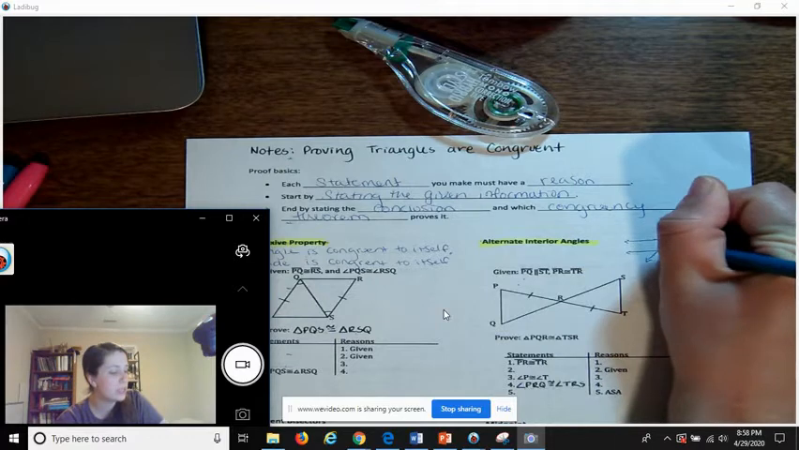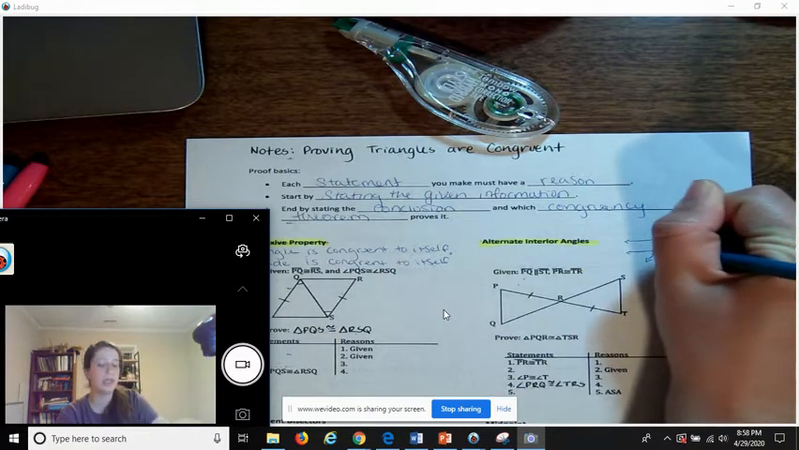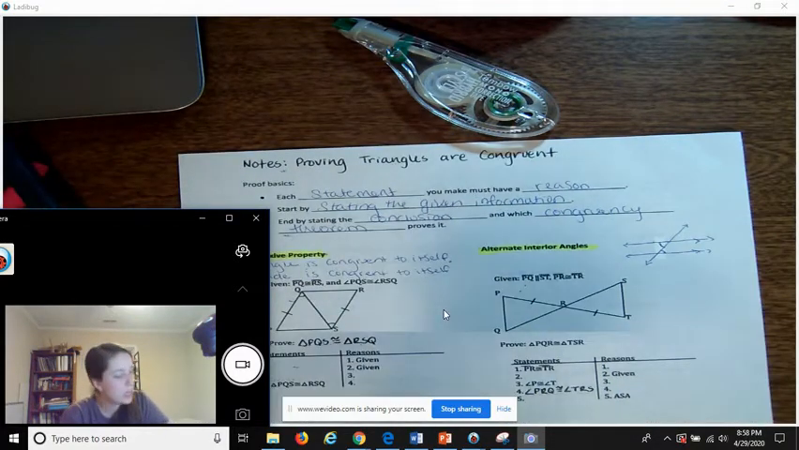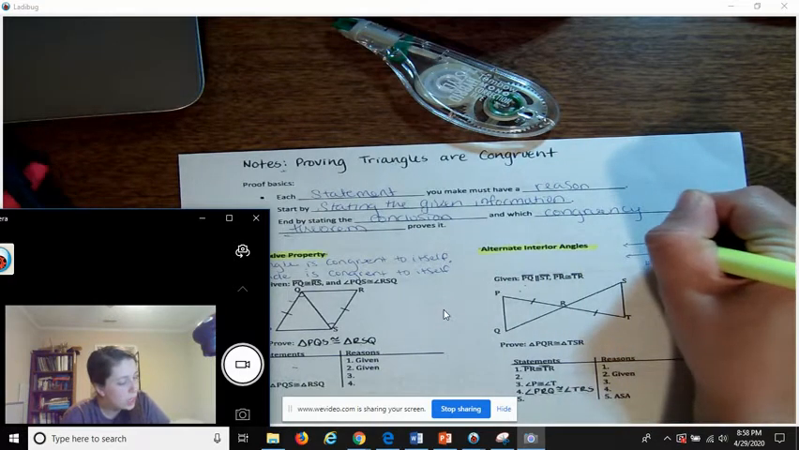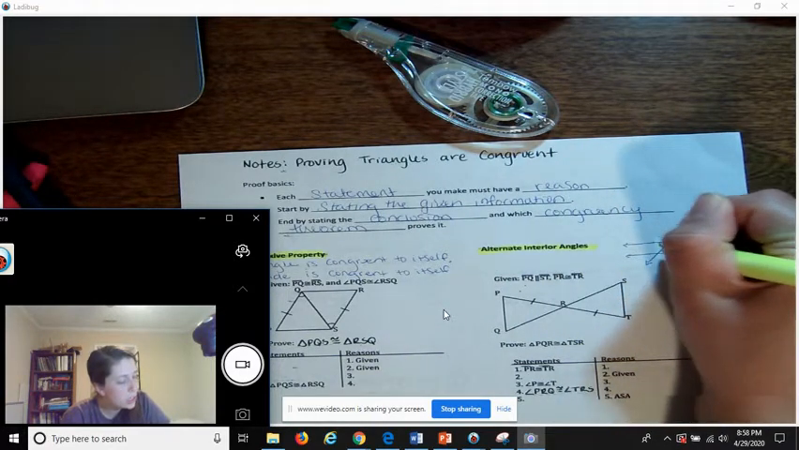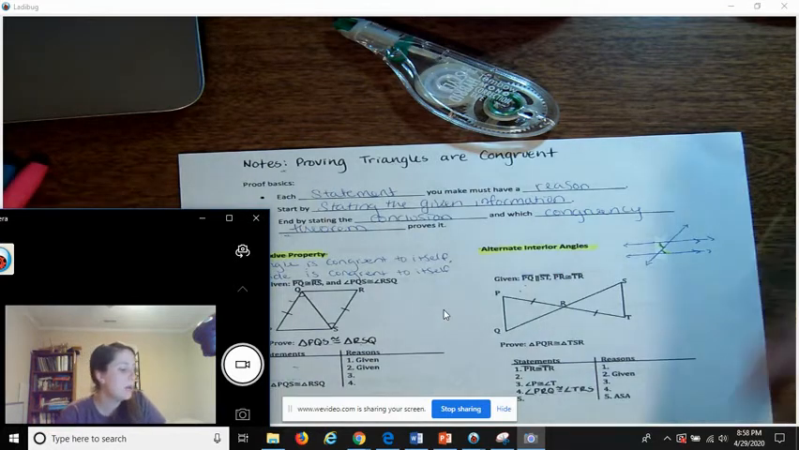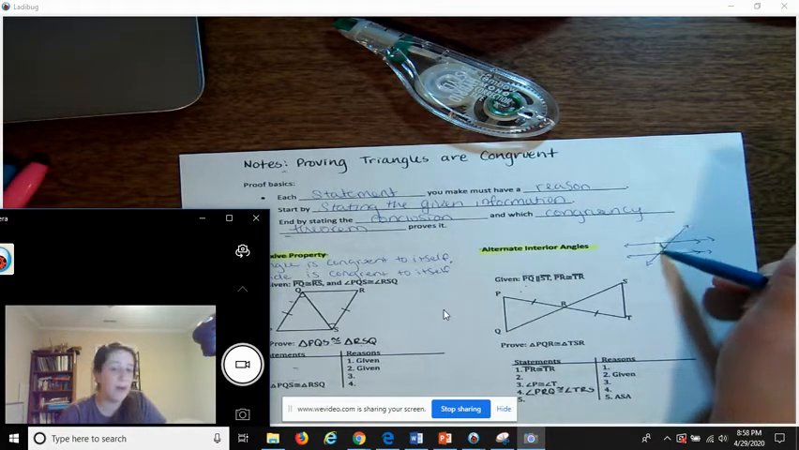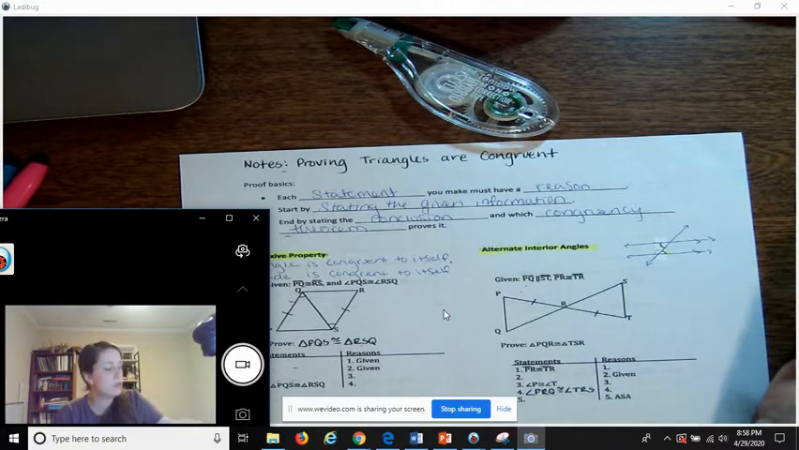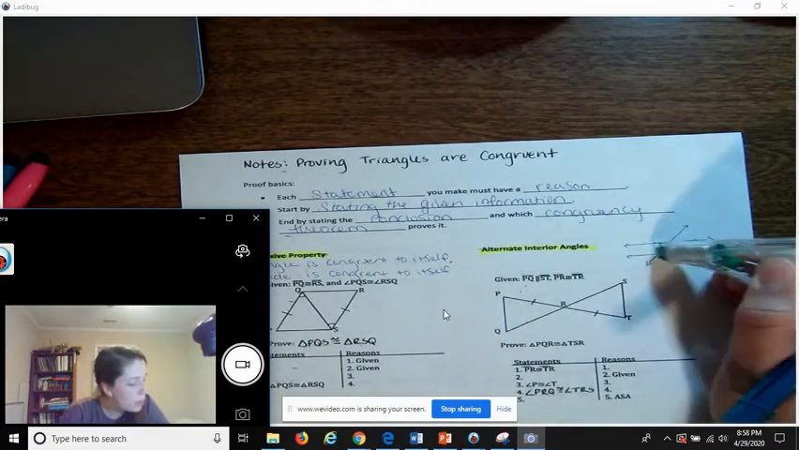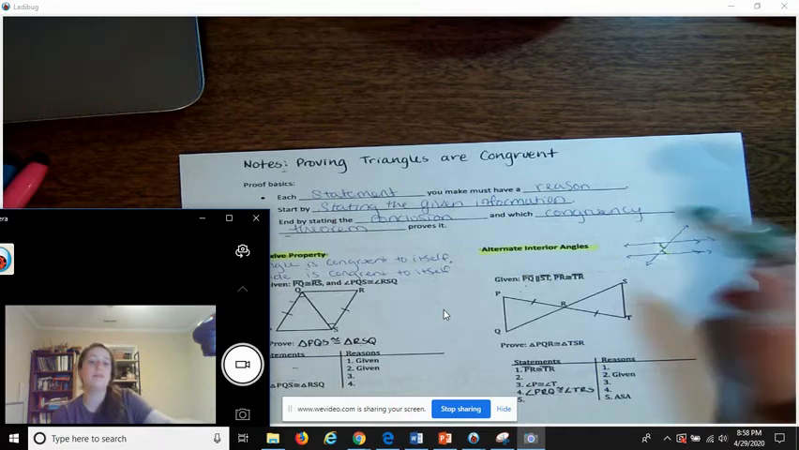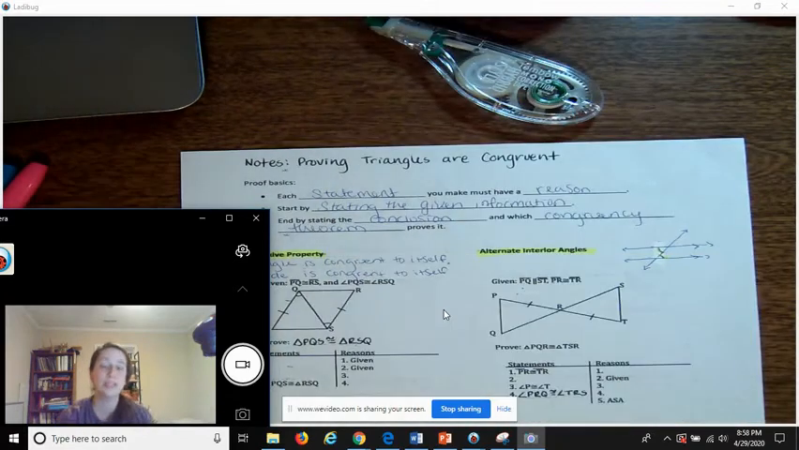So an alternate interior set of angles would be, for example, these two right here. There are two more on this picture. I'm not going to draw them because I feel like it gets confusing when I start drawing multiple ones. I did it on my one from last year and it just looks a little bit confusing. The other two would be this one and then that one are congruent. So that's where they are. And that's one example. There are two sets there.